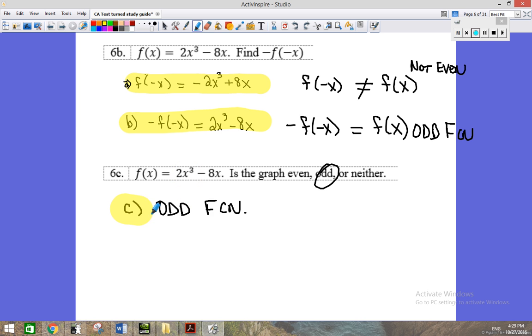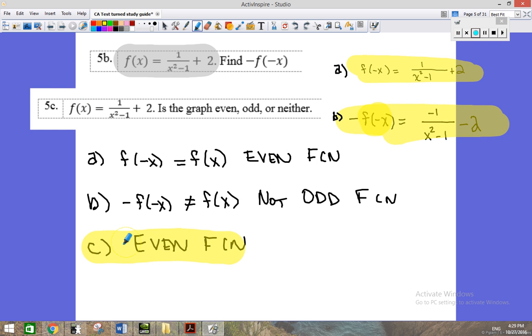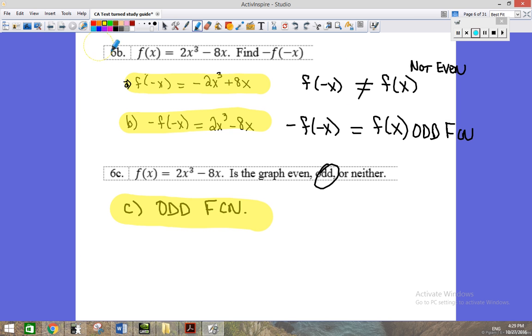So I hope that helps. In problem 5, it was an even function because the answer in A was the same as the original. In problem 6, it's an odd function because answer B was equal to the original. Had neither one of them been equal to the original, it would have been neither.